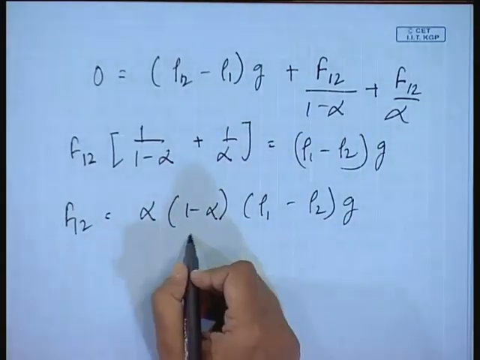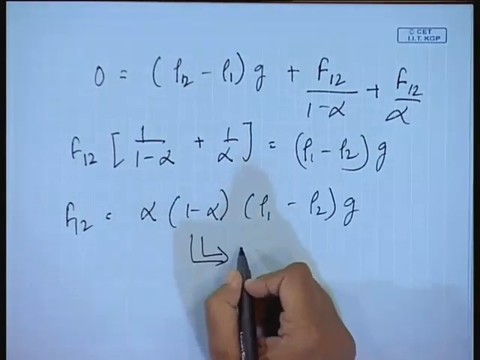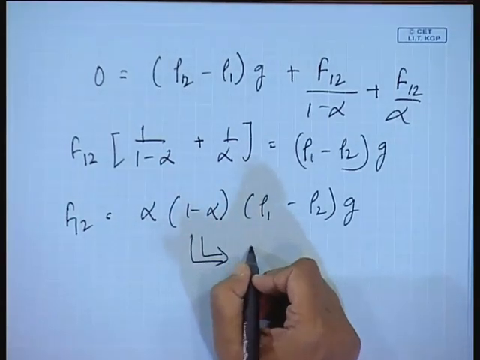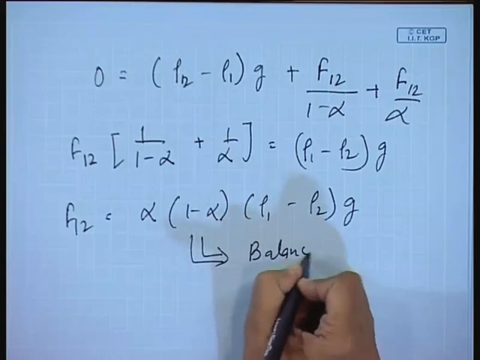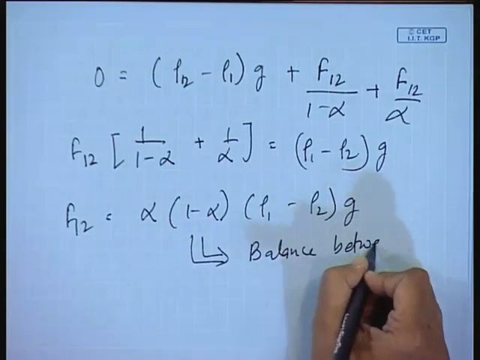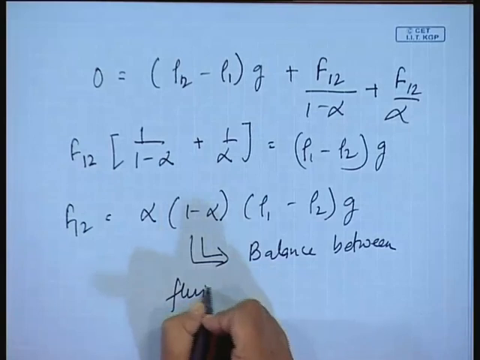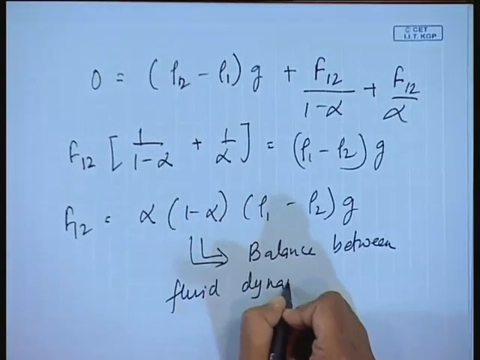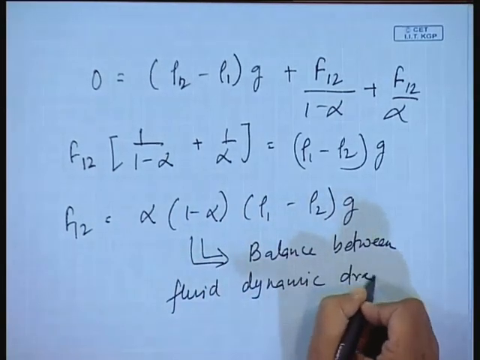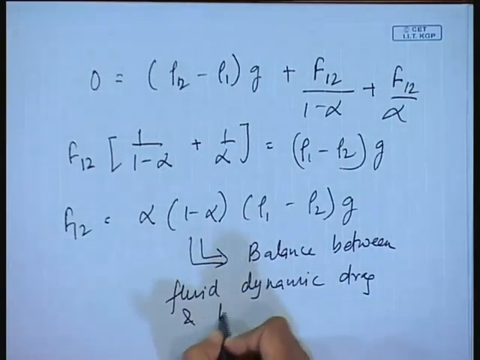isn't it? And this particular equation, what does it represent? It represents a balance between fluid dynamic drag and buoyancy.